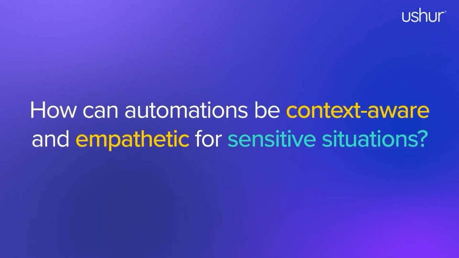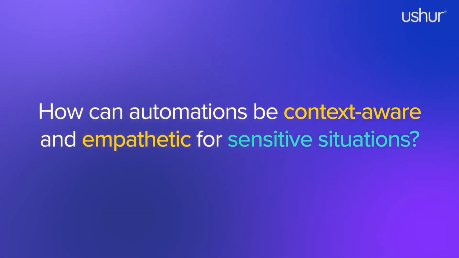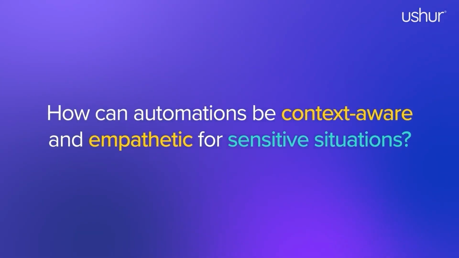How can automations be context-aware and empathetic for sensitive situations? Yeah, absolutely. This is really important because the automations that our users build on Ushur Studio represent their brand and business. Like you mentioned, some automations are more routine, like changing the address in some system, but others can be quite sensitive, like something related to a medical issue or an injury, an accident. And so it's really important that our brands can represent themselves in a way that's appropriate to their customers.